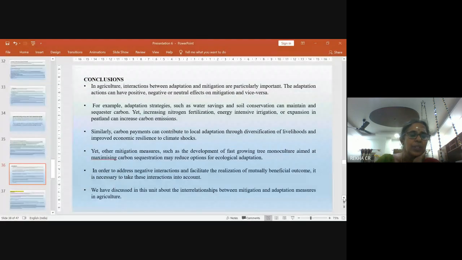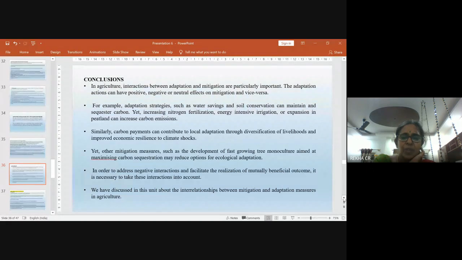So to conclude this third unit, the interactions between adaptation and mitigation are very important, and the adaptive actions have positive, negative, as well as neutral effects on mitigation, and vice versa is also true. Adaptation strategies such as water savings and soil conservation can maintain and sequester carbon. The carbon payments can contribute to local adaptation through diversification of livelihoods and improved economic resilience to climate shocks.